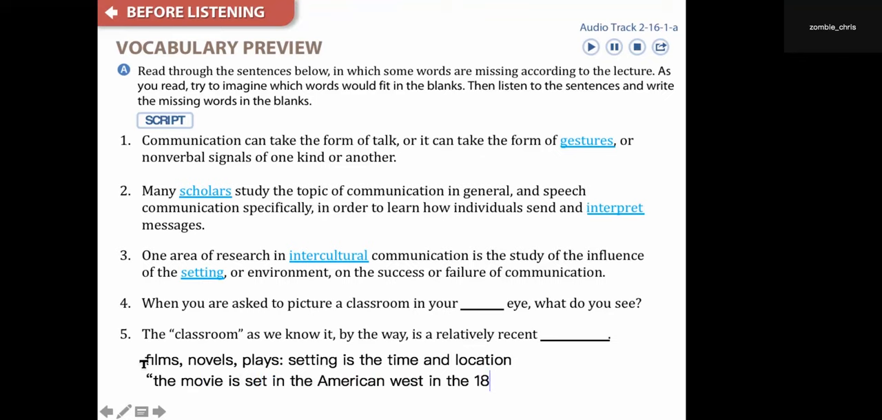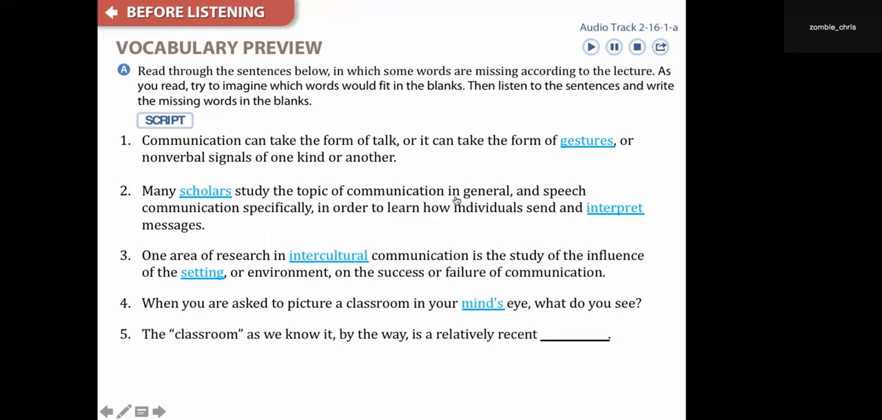So the movie is set in the American West in the 1800s. That would be the setting. When you are asked to picture a classroom in your mind's eye, what do you see? So we have your mind's eye. And you're always asked to picture a something in your mind's eye is the sentence pattern. We always say this picture to imagine.